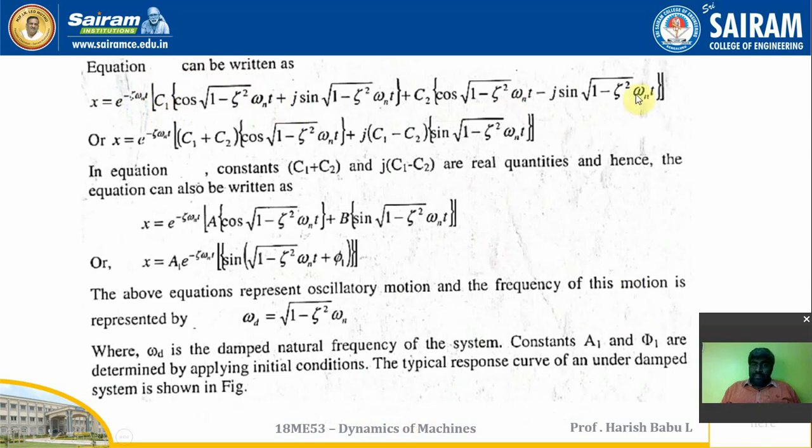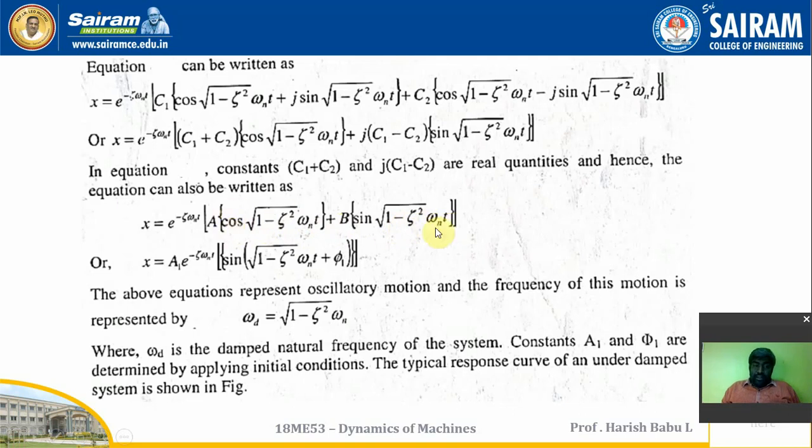I want to write the complete expansion there, taking c1 and c2 common. So I get x equals e to the power of minus eta omega n into t multiplied by [(c1 plus c2) cos root of 1 minus eta square omega n into t plus j (c1 minus c2) sin root of 1 minus eta square omega n into t]. Here c1 plus c2 and j into (c1 minus c2) are real quantities, and hence the equation can be written as x equals e to the power of minus eta omega n into t multiplied by (a cos root of 1 minus eta square omega n into t plus b sin root of 1 minus eta square omega n into t).